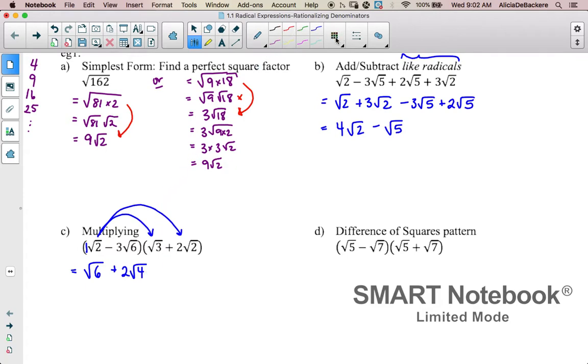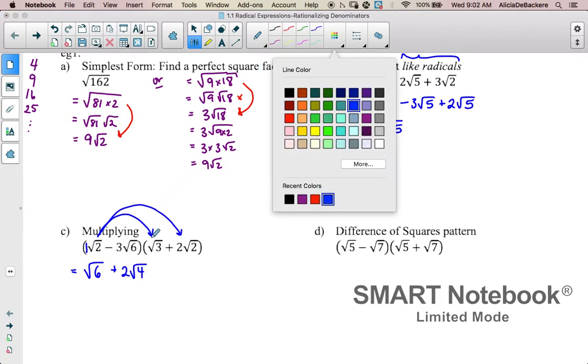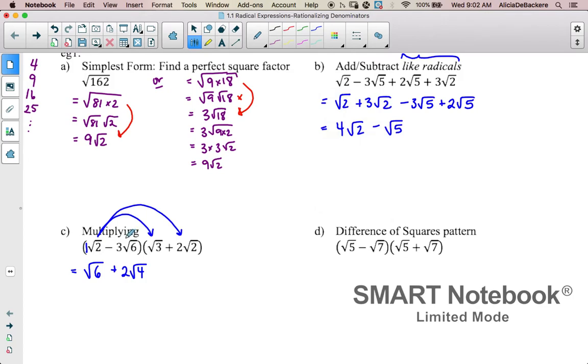Next I'm going to multiply the negative 3 root 6 times root 3. So negative 3 is the coefficient times the coefficient of 1, that gives me negative 3. And then under the square root, I've got 6 times 3, so that's root 18. And then negative 3 root 6 times 2 root 2, so negative 3 times the positive 2 coefficient, that gives me negative 6. And then multiplying the numbers under the roots, 6 times 2, that gives me 12.